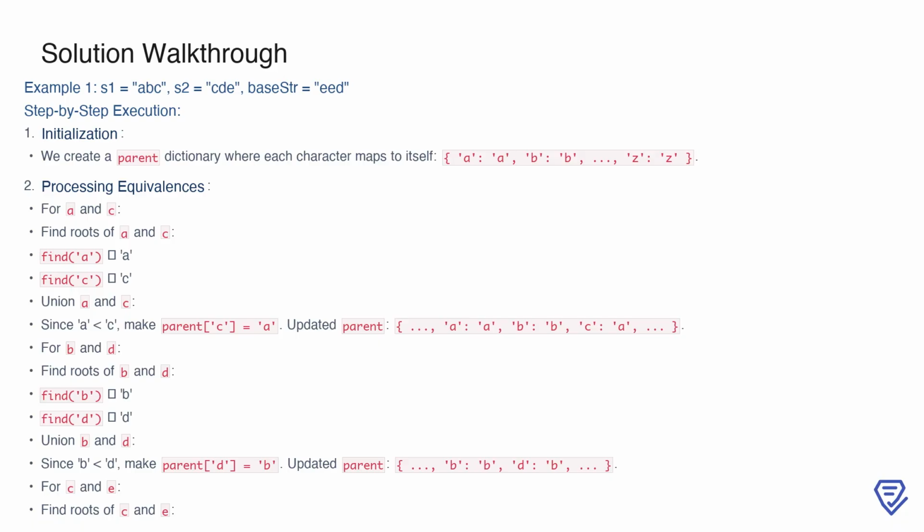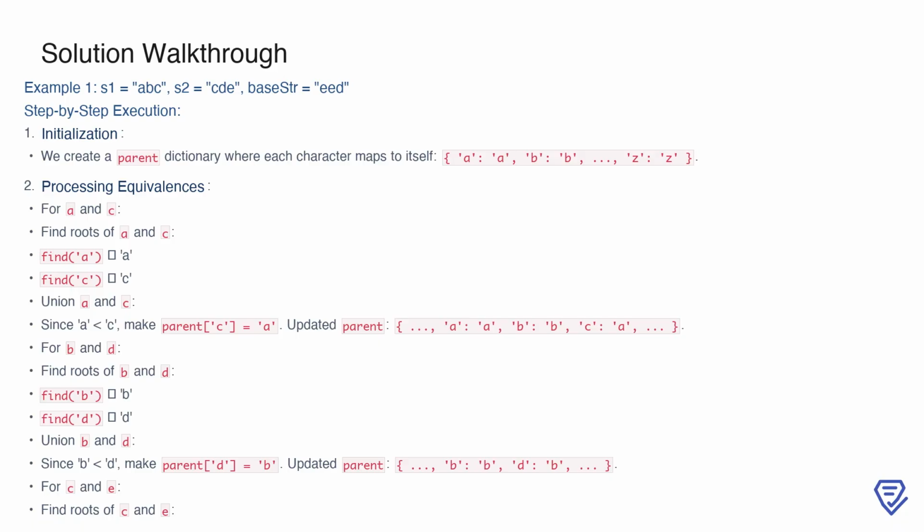To solve this problem, we start by initializing a parent dictionary where each character maps to itself, essentially creating a disjoint set data structure. This allows us to track connected components of equivalent characters. Next, we process the equivalences given in S1 and S2.